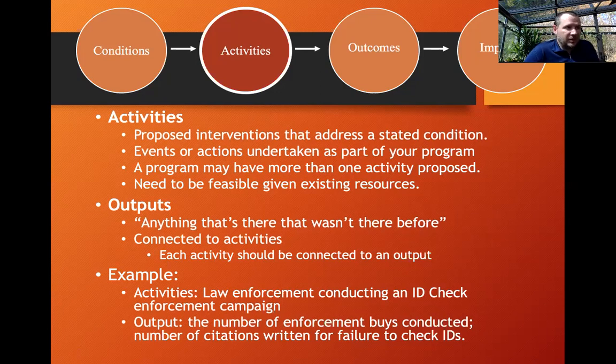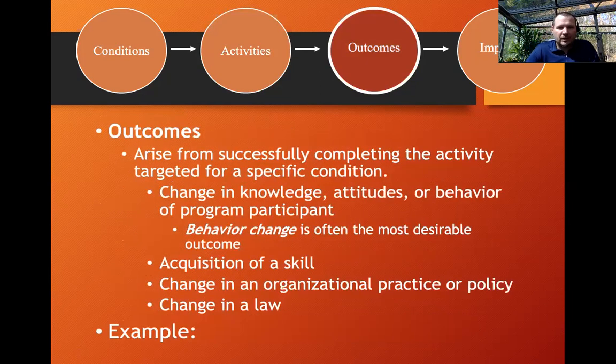And so that's the activity. We're doing this enforcement campaign. The output would be the number of enforcement buys that are conducted, or the number of citations written for failure to check IDs. So we did something and there was a resulting output. Those activities should lead then to outcomes. If we successfully complete the activity for a particular condition, something should change as a result. Generally, those outcomes are changes in knowledge, attitudes, or behavior.